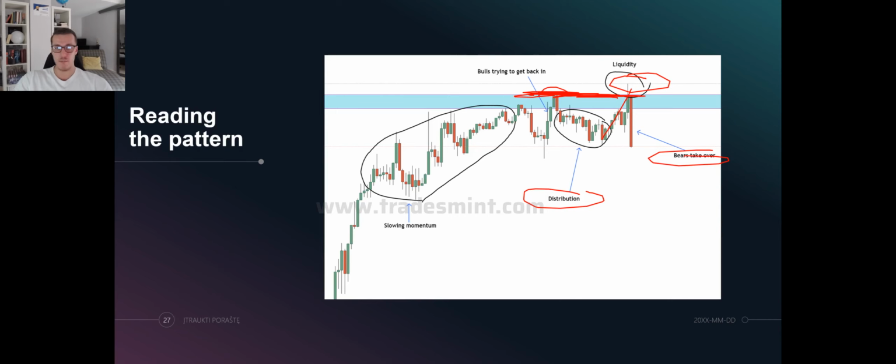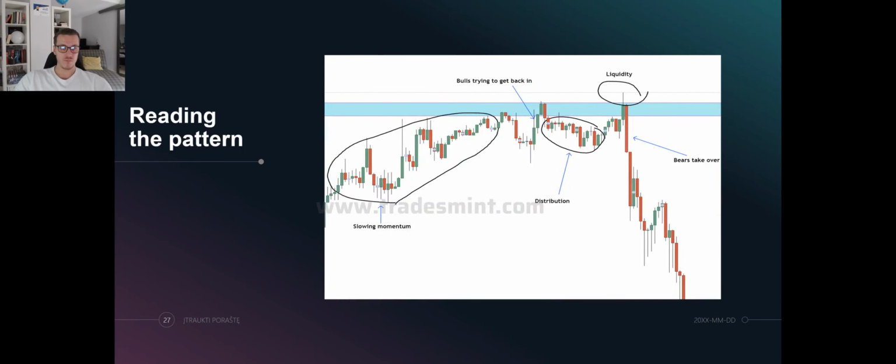That's how you read. It's not just about you reading that it has a double top, but it's you reading the price action behind all of this that is going on, right? Now let's look at what happened next. Boom. So this is how you need to look at the charts.